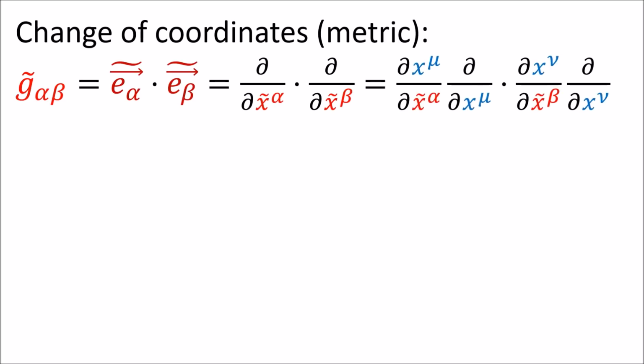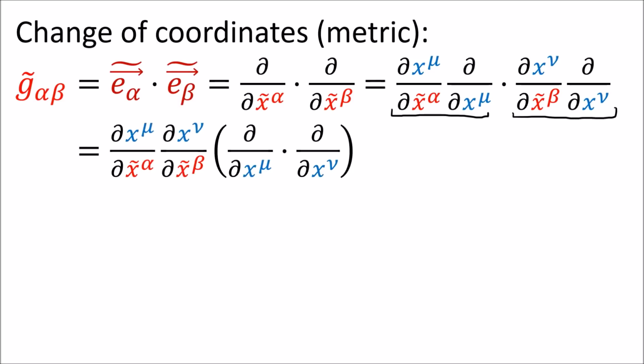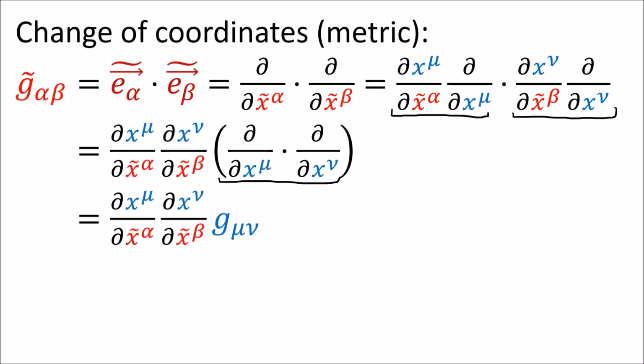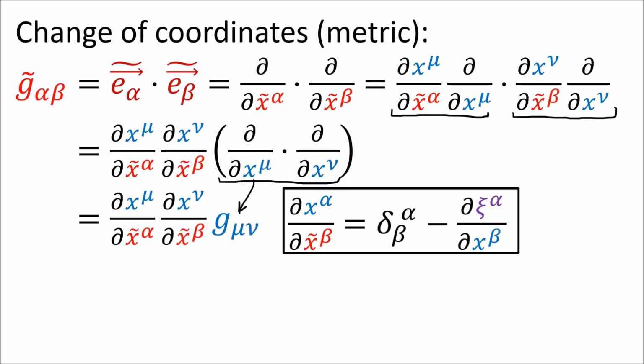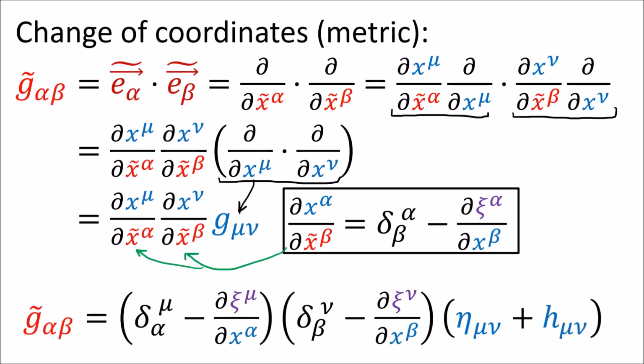We can expand these x tilde derivatives in terms of x derivatives using multivariable chain rule, which gives us the dot products of the x basis vectors, which just gives us the components of the metric in our original coordinate system. We already obtained a formula for partial x over partial x tilde on the previous slide, so we can sub this into these two factors, relabeling the indices as needed. We can also rewrite the g metric as the flat eta metric plus the h perturbation.